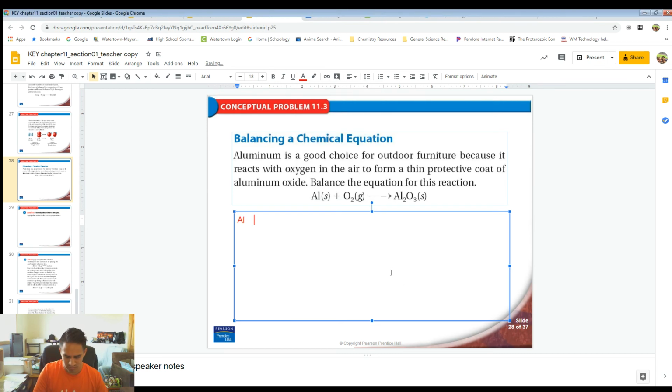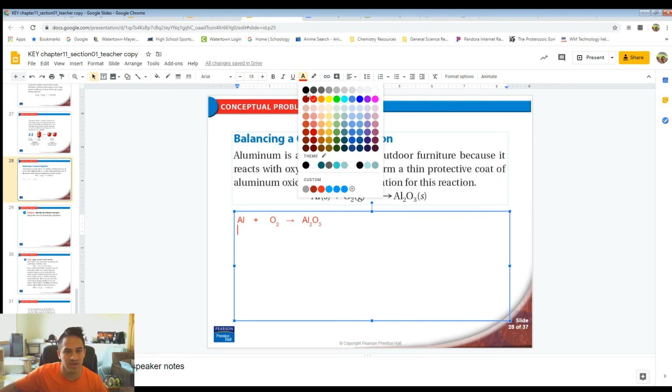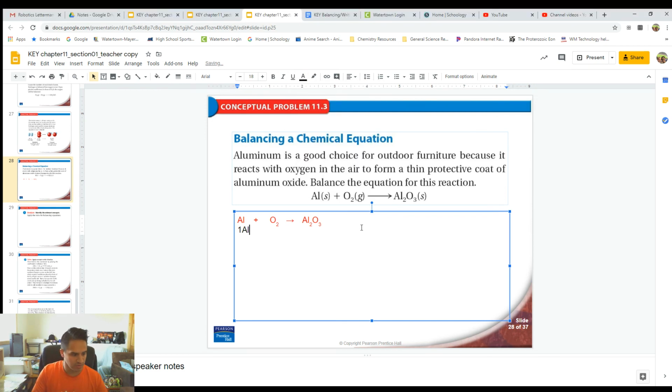So Al plus O2 makes Al2O3. Let's make a list real quick of what we've got on each side. So we have 1 aluminum. All right, so we have 1 aluminum. We have 2 oxygens on the reactant side. On the product side, we have 2 aluminums, and we have 3 oxygens. So we can see that the aluminums and the oxygens are not balanced.